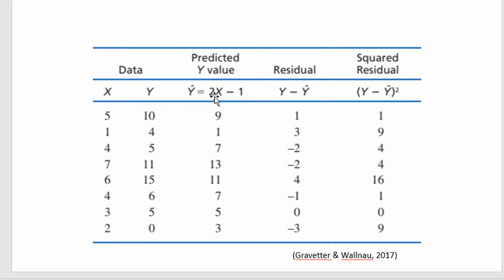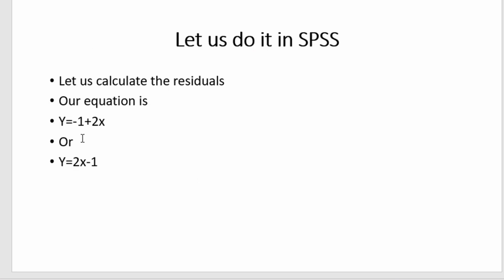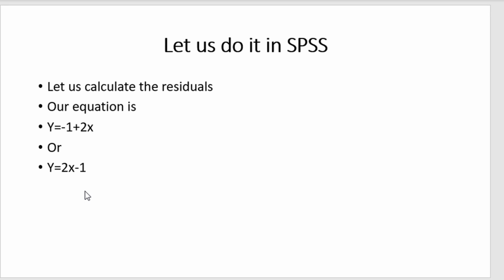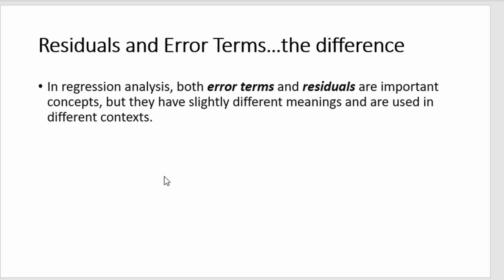So our equation becomes y hat equals 2x minus 1. This is our regression equation. Actually, you can write it as y equal to minus 1 plus 2x, or y equal to 2x minus 1, whatever you like. The result is the same.